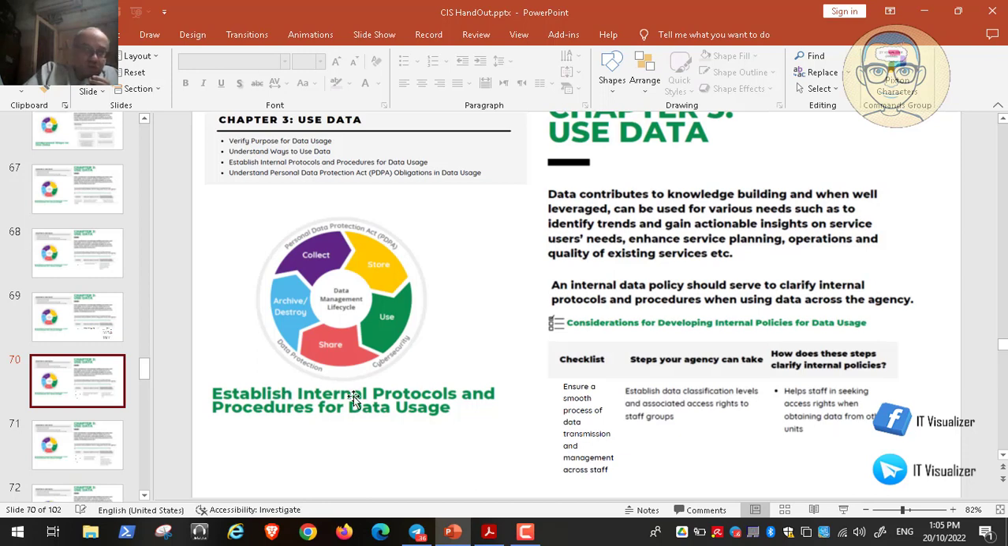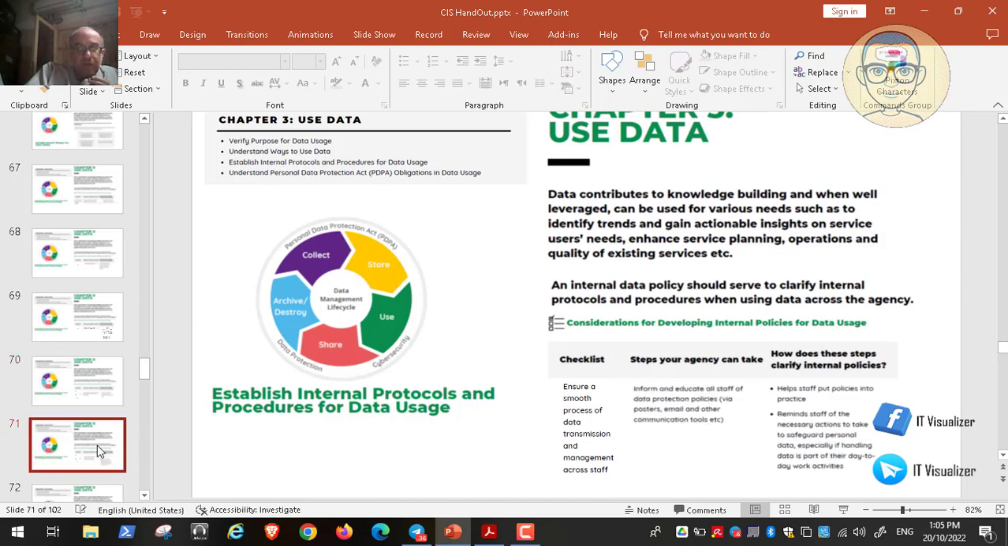So this is a very good thing when you are making internal protocols and procedures for data usage. And also in your internal data policy, you should have a part addressing personal data protection, which is the fourth part. Let me continue. One of the things to ensure smooth transition of data between departments is to inform and educate staff of data protection policies via posters and emails. So another thing when making an internal data policy is to ensure the smooth process of data transition by assigning access rights and educating the users about data protection.